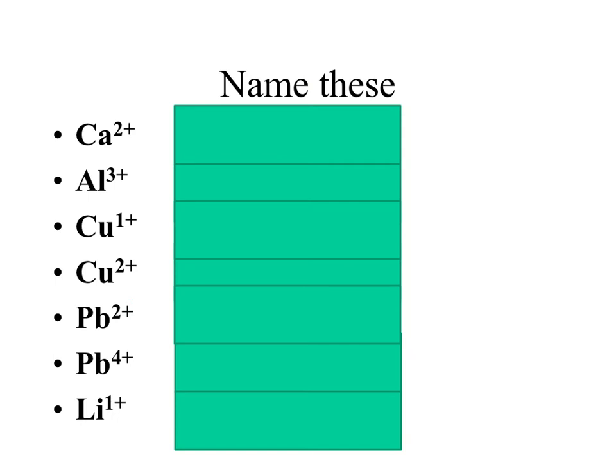Let's practice naming these really quick. Calcium's 2+. Calcium's an alkaline earth metal. It's not going to have more than one charge. It's not a transition metal, so we're just going to name that the calcium ion. That's it. We'll just call it calcium. Aluminum's not a transition metal, so it has only one charge. So we would just call that in the name aluminum.